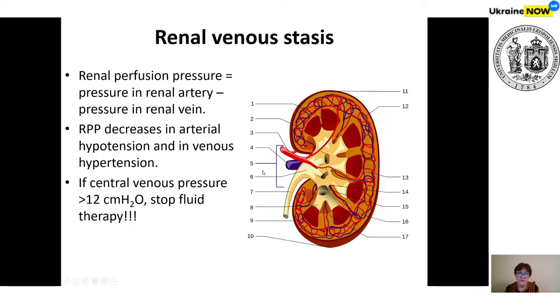Renal perfusion pressure is the difference between the renal arterial pressure and renal venous pressure. And the renal perfusion pressure decreases in arterial hypotension and in venous hypertension. And if central venous pressure reaches above the level of 12 centimeters of water column, we should stop fluid therapy.